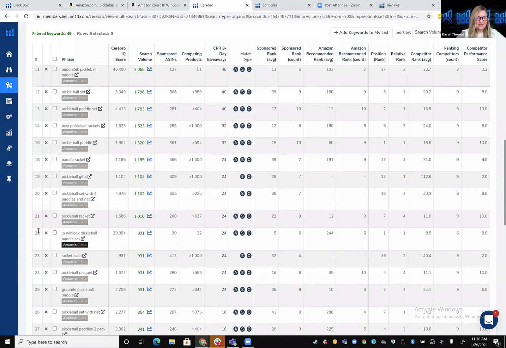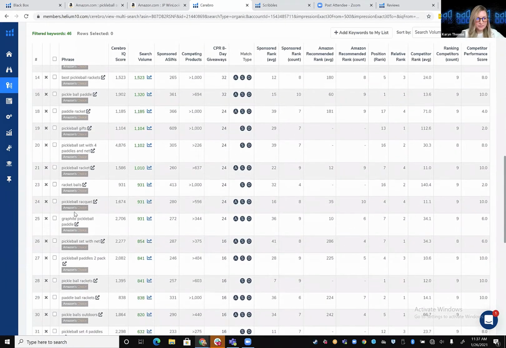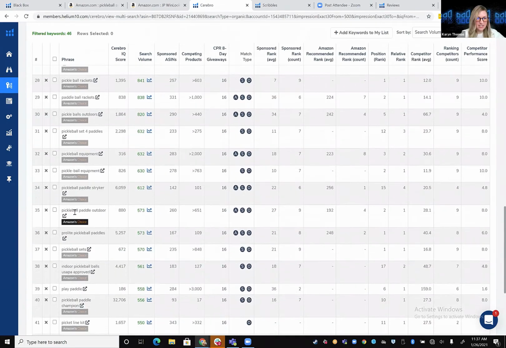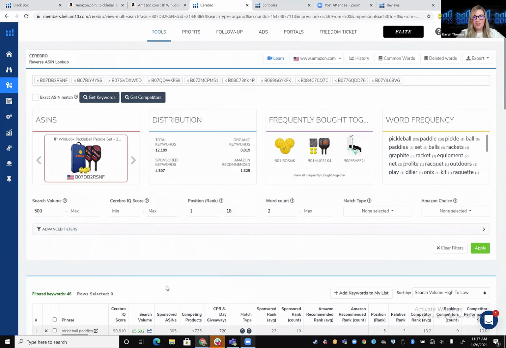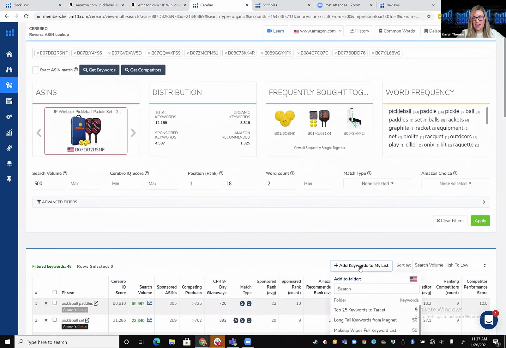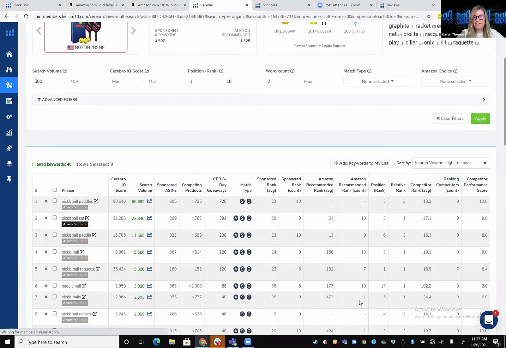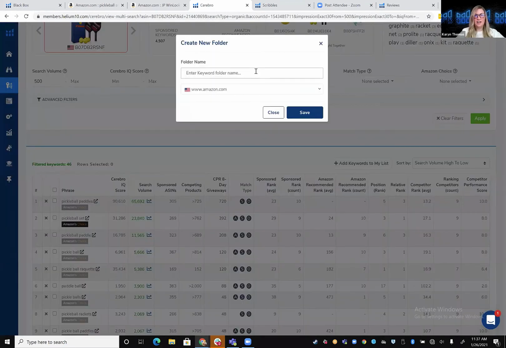Okay. So yeah, just go through and make sure that everything looks relevant. Yep. So let's just assume that we did that. And then one cool thing that I like to do is add it to my list right here. It's our new keyword manager. And so you can go ahead and create a new folder. So let's just call this my top keywords for pickleball set. And then I can save it right here.